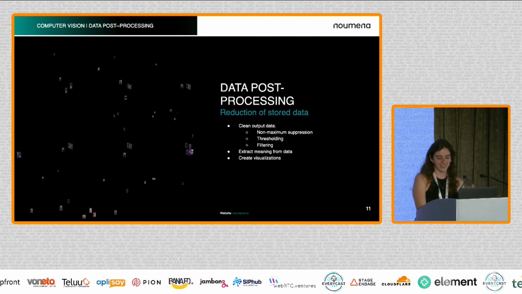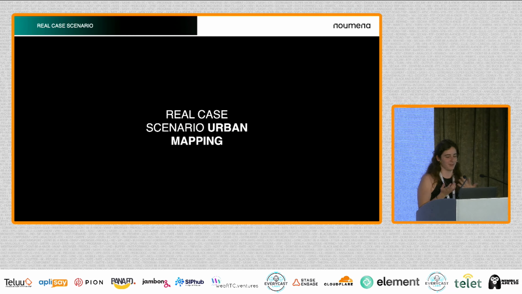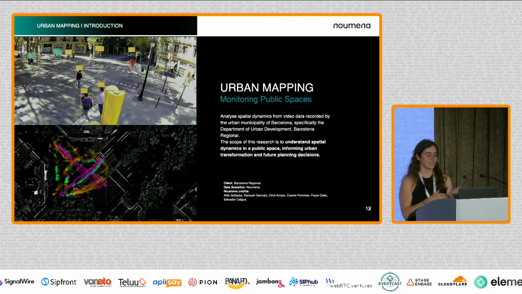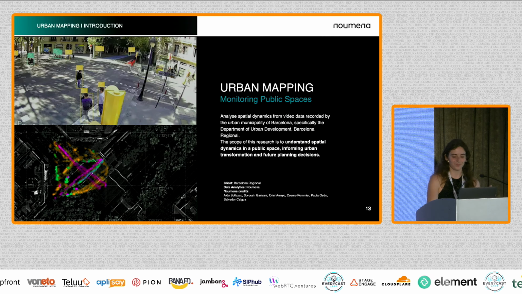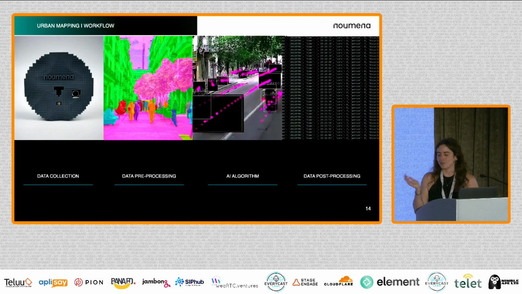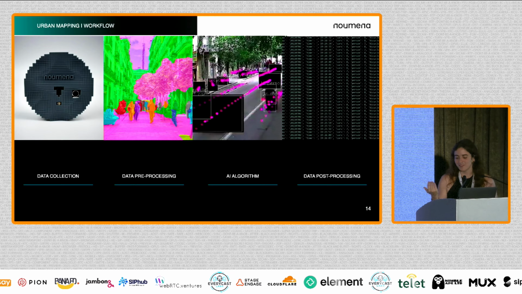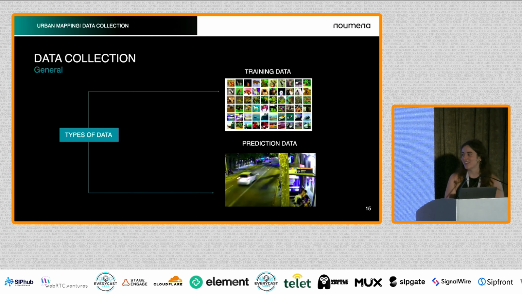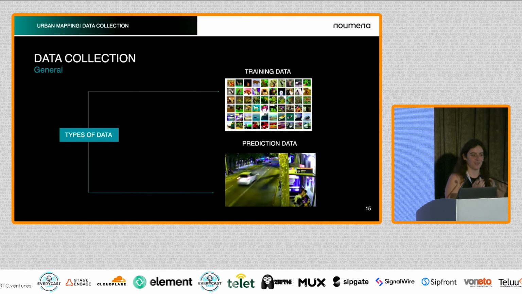Okay, so now, this was the brief overview of computer vision. And vehicles and bicycles are interacting in the streets. And of course, the workflow that they follow is the one that I explained before. So, first of all, data collection. As I said before, this is always kind of a tricky part.